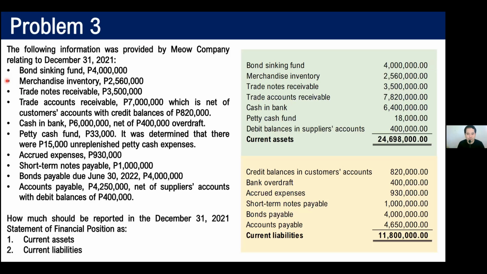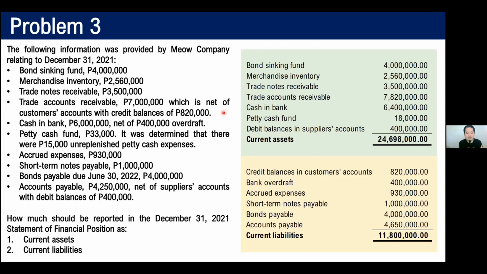2,560,000. We all know that is for trading purposes. Normal operating cycle, 2,560,000. Notes receivable, hindi na kayo pinahirapan, sinabi namang trade. So for the purposes of trading naman, 3,500,000, that will also form part of your current asset. Ito ngayon. Trade accounts receivable, wala naman tayong pag-uusapan dyan, 7 million. Pero nakatanggal na daw po yung customers accounts with credit balances of 820,000.